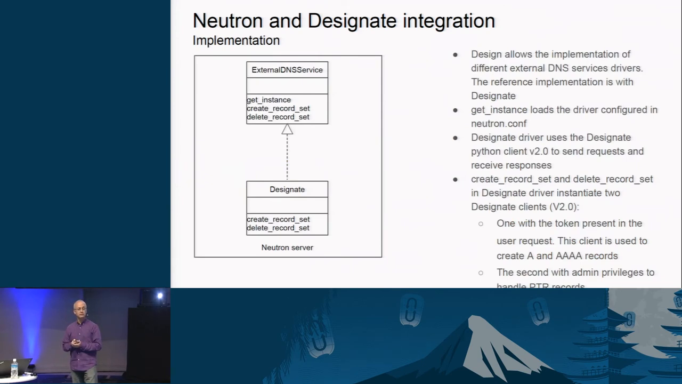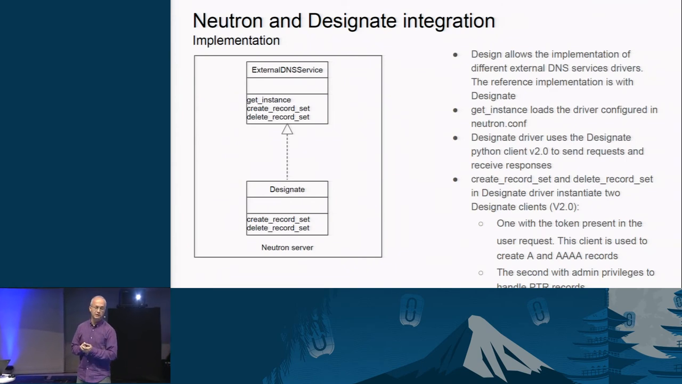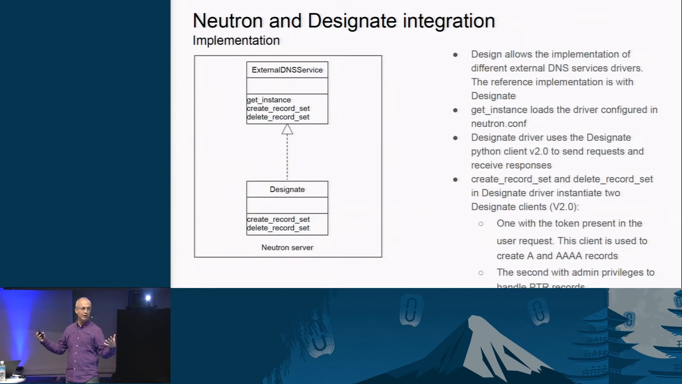How did we implement this? Well, essentially we added an external DNS service driver to the Neutron server. We wanted this to be pluggable. So essentially, we defined an external DNS service class, which defines the abstract behavior of the driver. And the plan is to have different implementations for this driver. We also created the reference implementation based on Designate. But there are plans to create other specific drivers for other external DNS services integrated to Neutron.